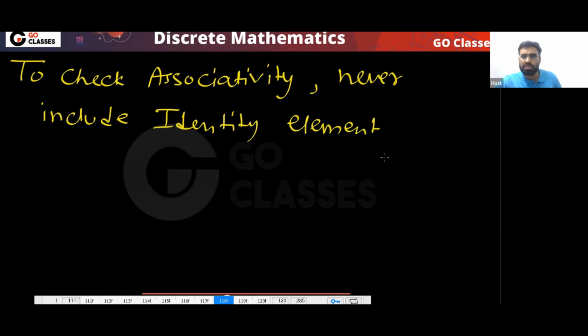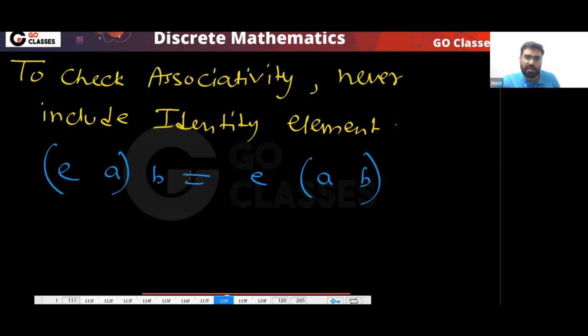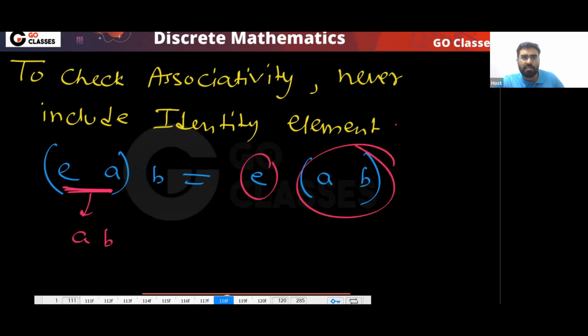Because it will satisfy. For example, consider this EAB. Can I say this is same as this? Let us check. Are they same? Yes, they will be same, because this EA will be A, so it will be AB. And this E with anything, this will be AB. So you don't have to involve E. So this can save you some time.